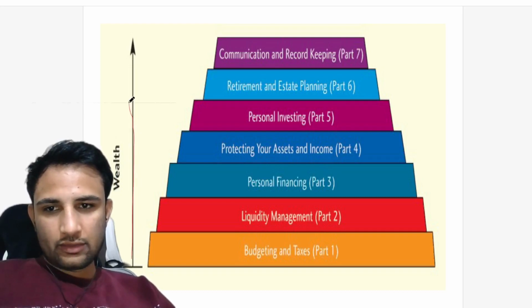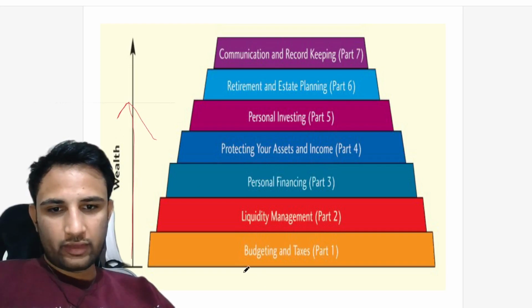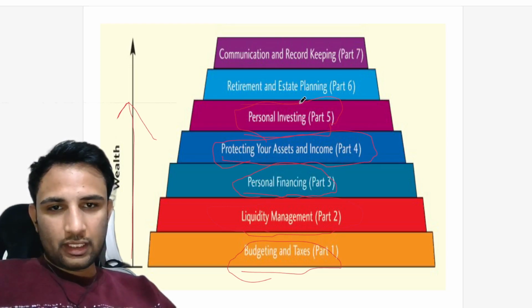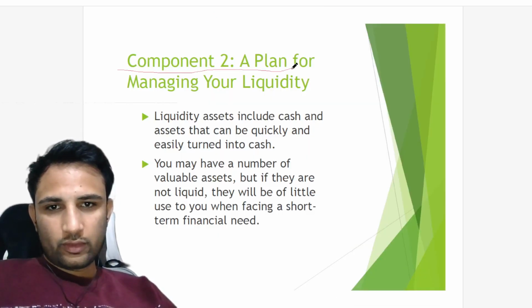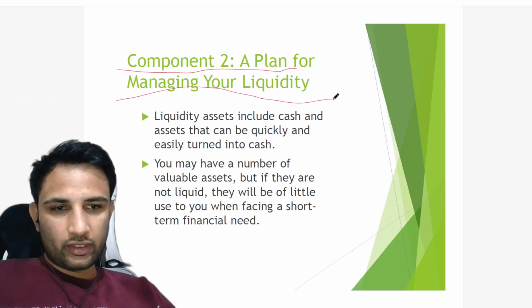So we have this wealth chart again that shows part 1 is budgeting and taxes, liquidity management, part 2. Personal financing, part 3, protecting your assets and income, part 4, personal investing, part 5, retirement and estate planning, part 6, communication and record keeping, part 7. Component 2 is a plan for managing your liquidity.